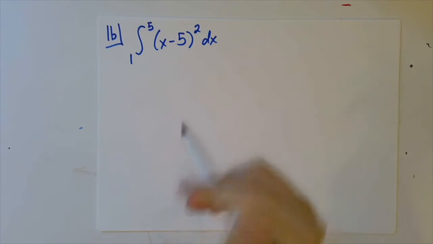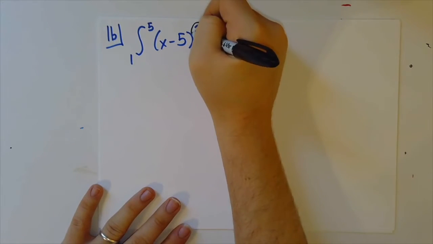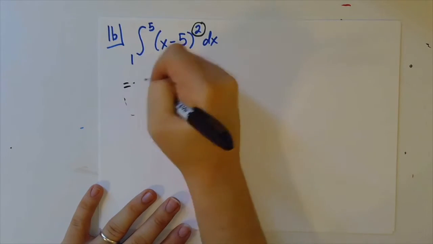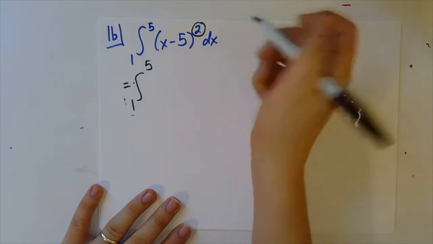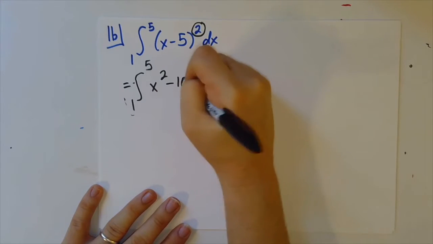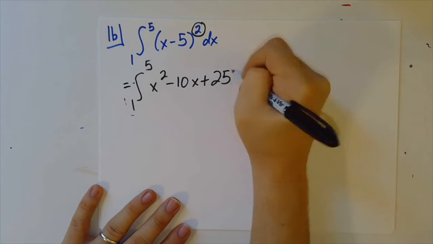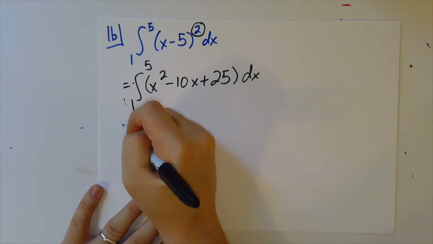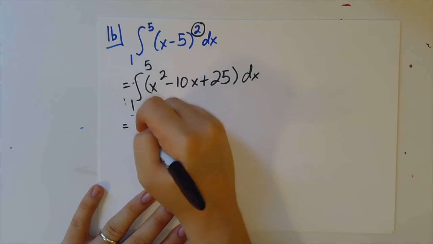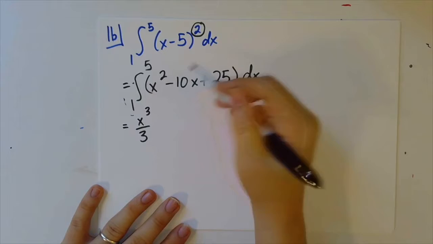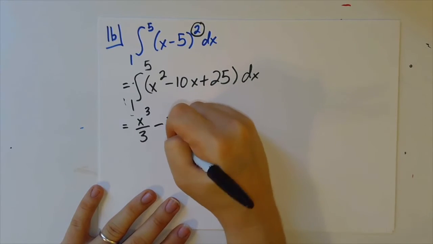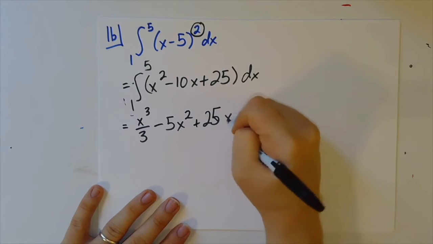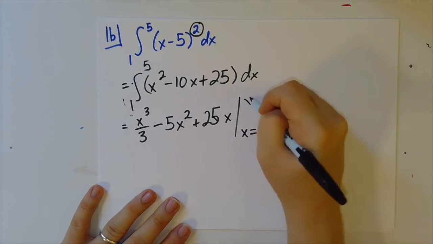And so when you're given something like this, it really helps you to simplify first. So I want to multiply out this binomial. So this is going to be the same thing as the integral from 1 to 5 of x squared minus 10x plus 25 dx. And then from there, I can use my power rule here. So this x squared is going to be x cubed over 3. This minus 10x is going to be minus 5x squared. And this is going to be plus 25x as x ranges from 1 to 5.